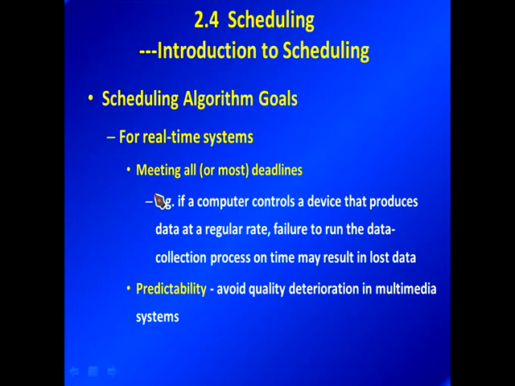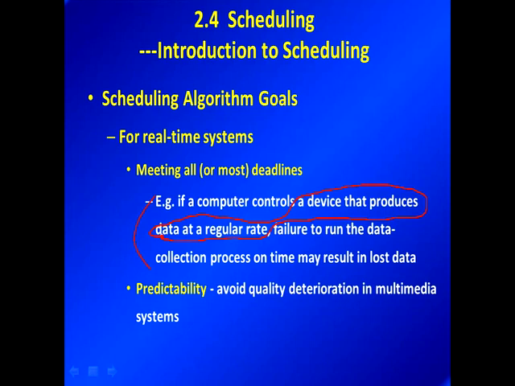And here is an example of what happens if you miss the deadline: some fatal results will happen. For example, we can suppose there is a device that produces data at a regular rate, and there is a process that needs to collect the generated data.